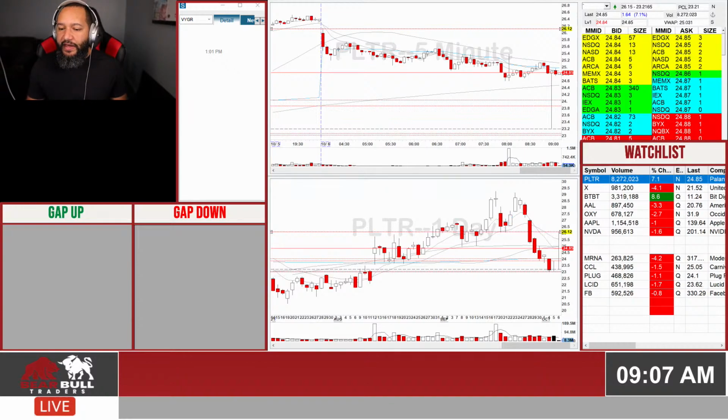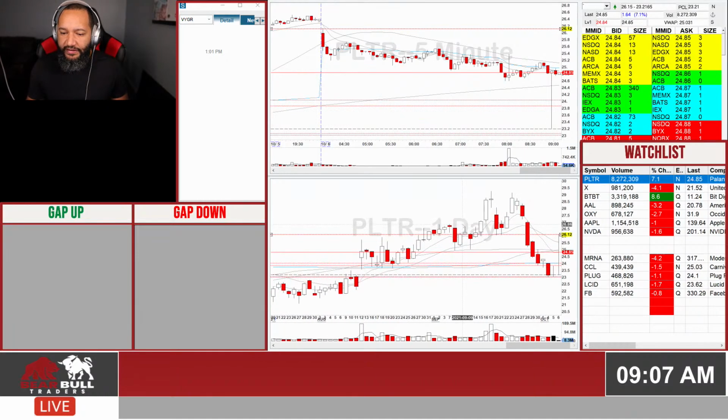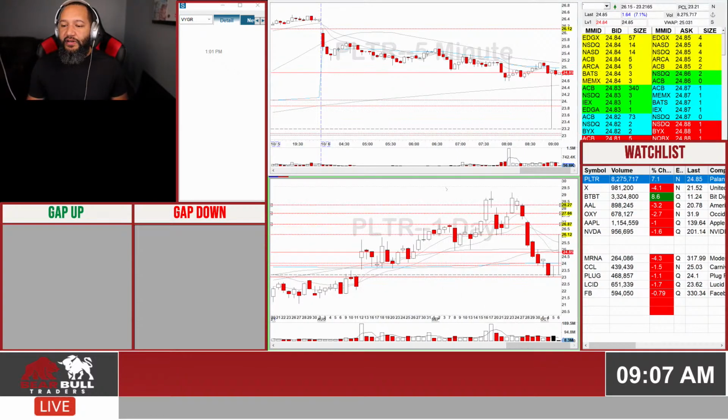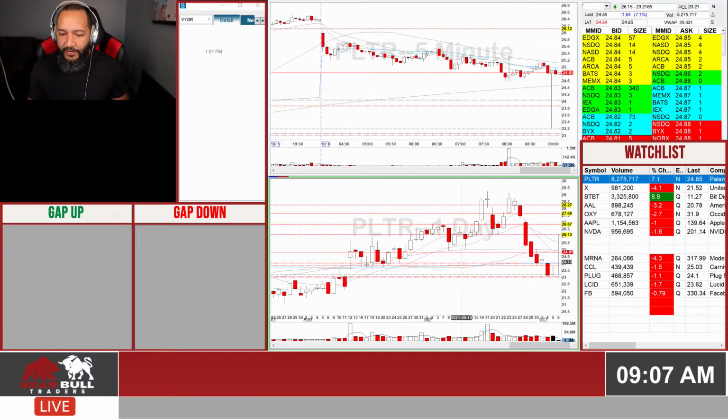By the way, that has been a good level on the daily. The next one above that is going to be 26.86, and then above this we do have 27.66, and all the way up here 28.27. So plenty of levels there.